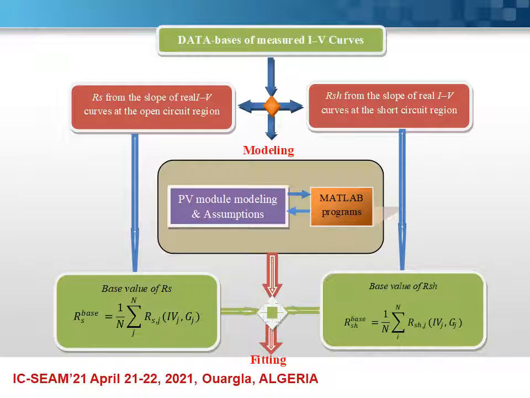For simplification of the presentation, we show the flowchart of all the work. First, we have the database of measured IV curves from real photovoltaic panels. The data are loaded to the MATLAB environment. With this, MATLAB programs and models are done, which allow us to calculate series resistance from the slope of real IV curves at open circuit regions and shunt resistance from the short circuit region.